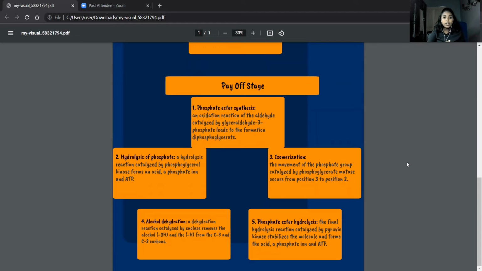Number 4, alcohol dehydration. A dehydration reaction catalyzed by enolase removes the OH and the hydrogen from carbon 3 and carbon 2. Last but not least, phosphate ester hydrolysis. The final hydrolysis reaction catalyzed by pyruvate kinase stabilizes the molecule and forms the acid, a phosphate ion, and ATP.